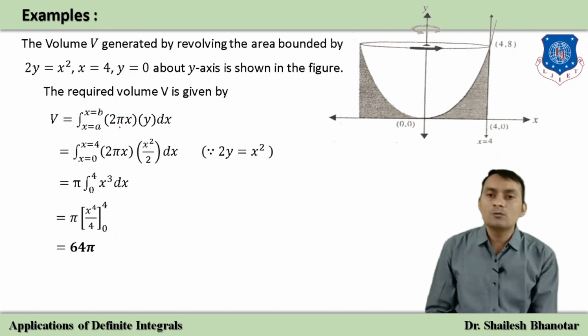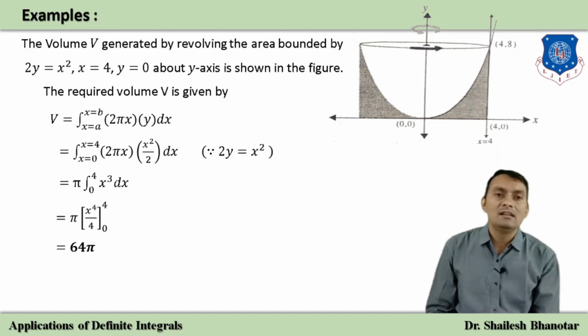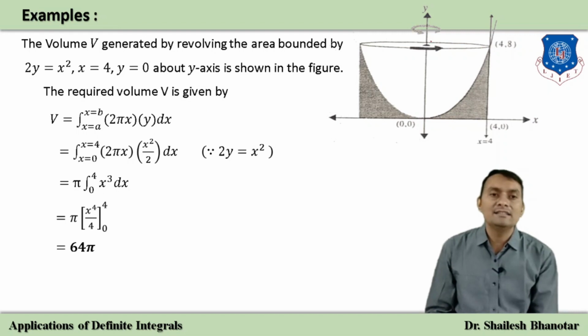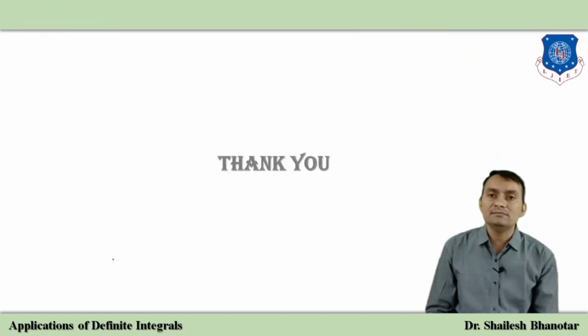So this is 2 pi x into y. This is the circle, and we determine the circumference as 2 pi r, where r is parallel to the x-axis, that is 2 pi x, and the height is parallel to y, that's why y, but y is nothing but x square by 2. For the width, the limits are from 0 to 4, and when I integrate, I get 64 pi, and that will be the final volume.